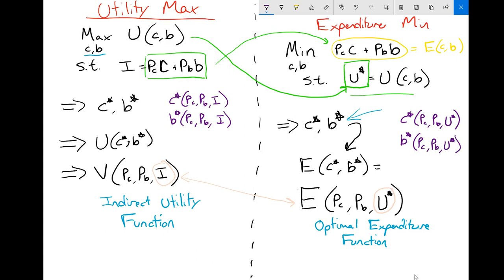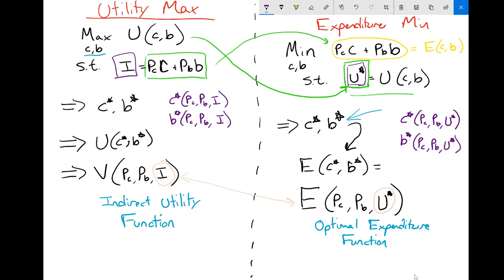Okay, so basically we have two sides of the same coin. On the utility maximization problem, we take income as a given. We choose C and B to maximize the utility. In the expenditure minimization problem, we take utility as a given, and then we choose C and B to minimize the amount of money we spend, that is, minimize expenditures.